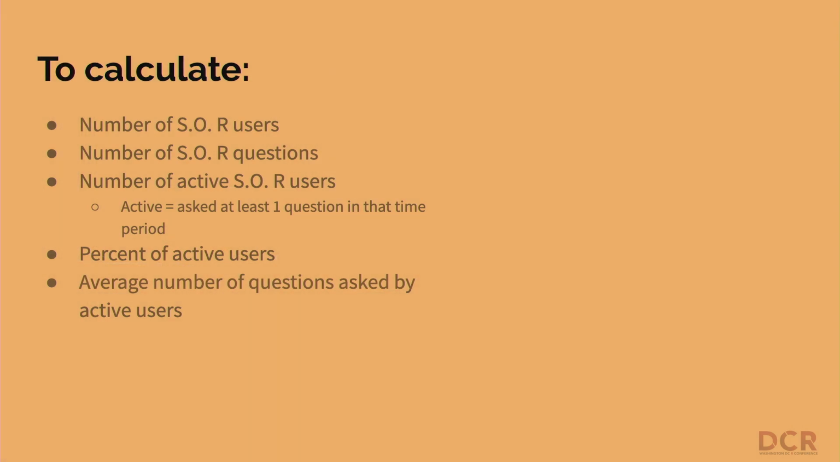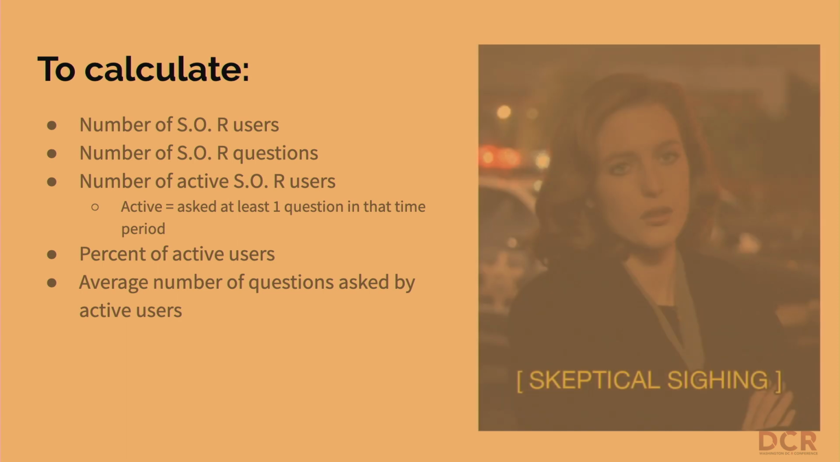We'll calculate the number of Stack Overflow R users, kind of. You'll see in a second. The number of Stack Overflow R questions, then the number of active Stack Overflow R users. Active, like I've kind of alluded to in the definition here, means they asked at least one question in the time period. The percent of active users, and then the average number of questions asked by the active users.